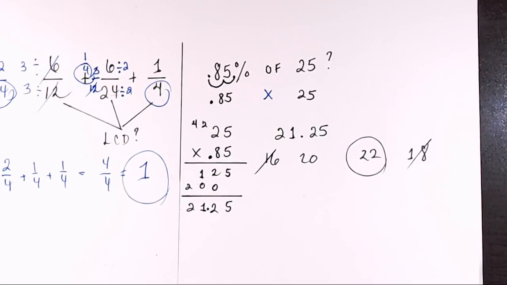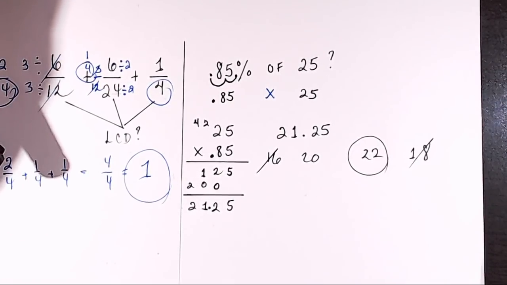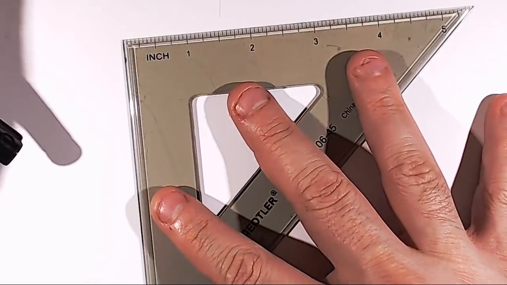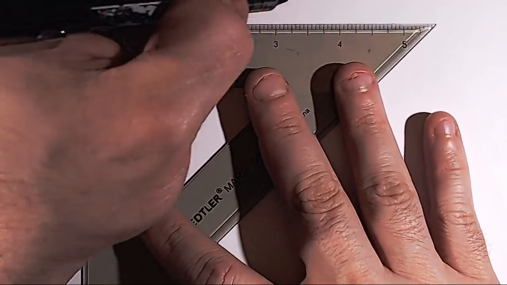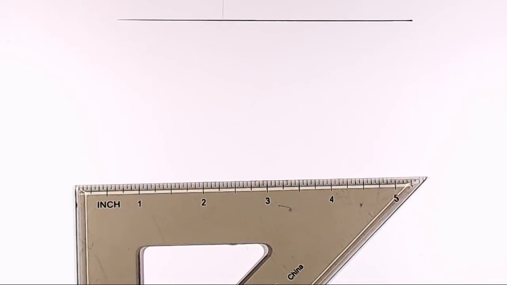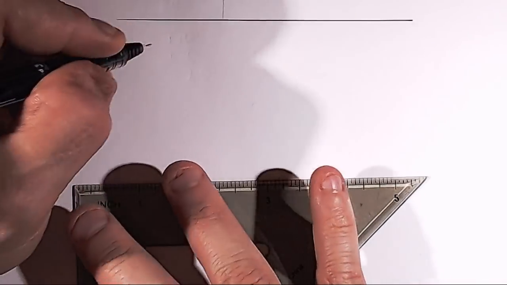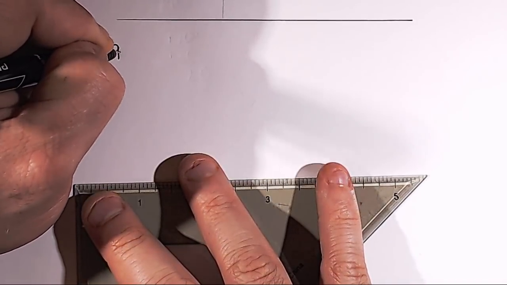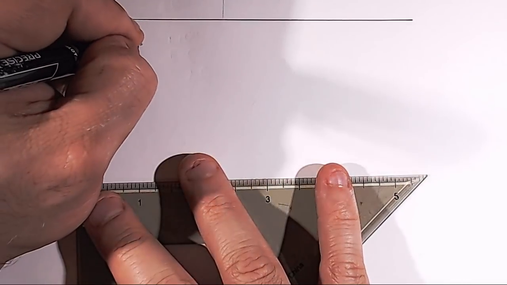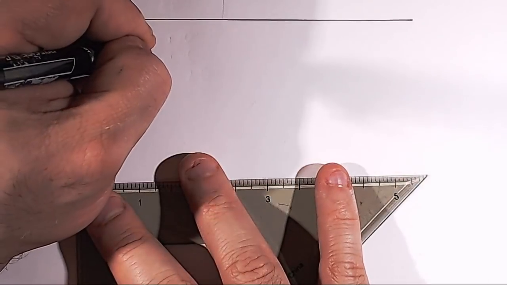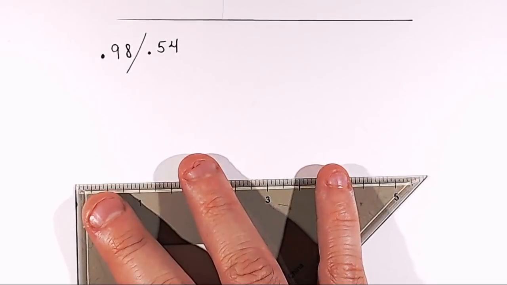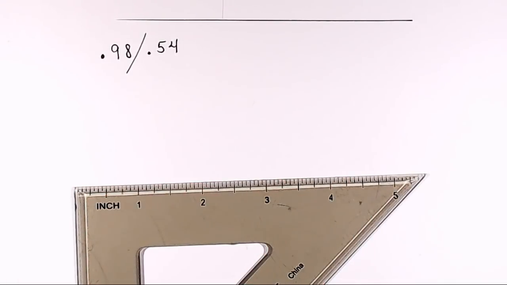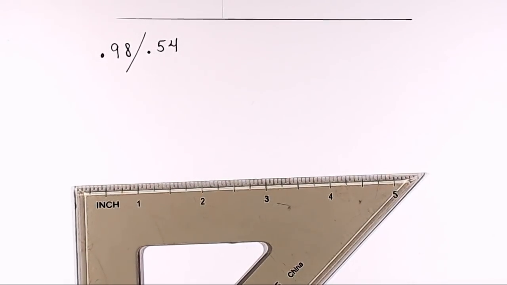Okay, the next question is going to challenge us, but we will attempt. All right, so the question is, what is 0.98 divided by 0.54? 0.98 divided by 0.54. Okay, that is the question that we are asked to find the answer to.